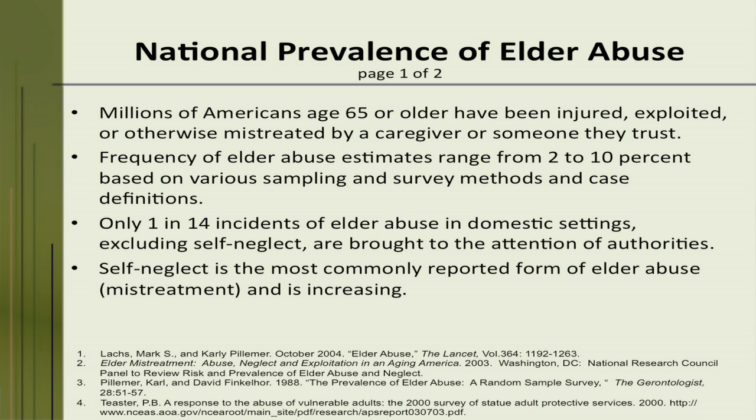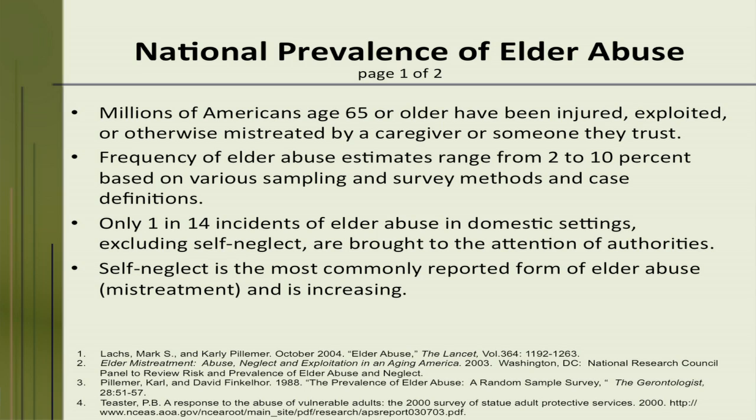Now, if we took the worst case scenario and said, well, 10% is the actual number, we're estimating that about 4.4 to 5 million older adults experience elder abuse every year, and that's a very substantial number. And in fact, only 1 in 14 incidents of elder abuse in domestic settings, excluding self-neglect, are brought to the attention of authorities. And this is very important because what that means is we have a lot of older adults that are still living out in the community that receive abuse every day, and as we'll see later on, there are deleterious effects on their quality of life and their mortality.